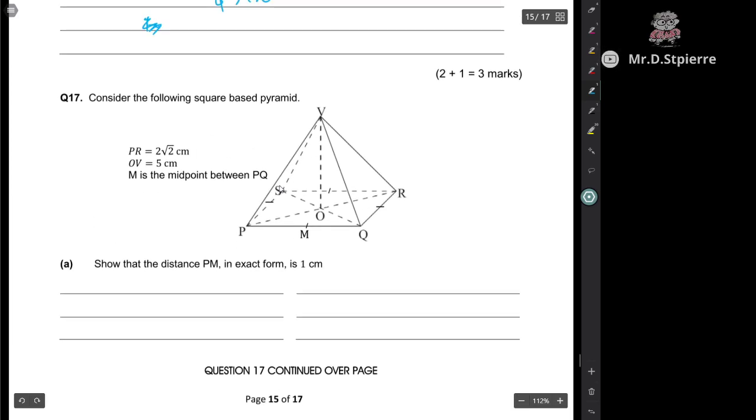Question 17, consider the following square-based pyramid, giving some measurements there. Show that the distance PM in exact form is 1 centimeter. Okay, so we need to find PM, which is that bit there, when we are told PR is 2 root 2, so PR is all the way there, is 2 root 2, OV there is 5.